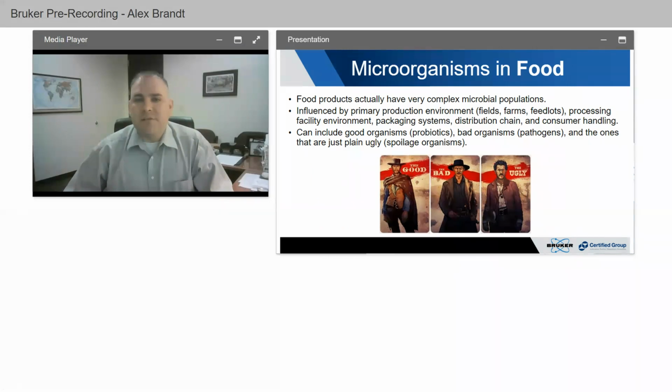So let's start off with some basics here. Microorganisms in food are actually very complex groups. Food products can have very diverse and complex microbial populations, and these are influenced by various things, including the primary production environment. Think of things like fields, farms, and feedlots, the processing facility environment, packaging systems, the distribution chain those foods go through, as well as what happens to them when they're handled by consumers. These microorganisms can include good organisms, such as probiotics, bad organisms, such as pathogens, and the ones that are just plain ugly and nasty that we call the spoilage organisms. Hence, we have the little graphic here from Clint Eastwood's movie, The Good, the Bad, and the Ugly, which describes those different groups that we have in food products.